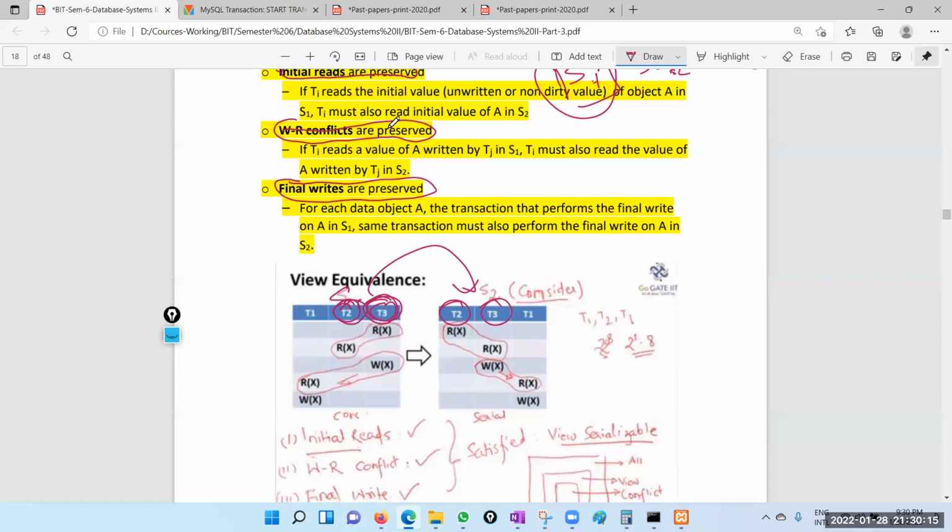So initial reads are done by T2 and T3 in schedule 1, and here also initial reads are done by T2 and T3. So therefore the first condition is satisfied.